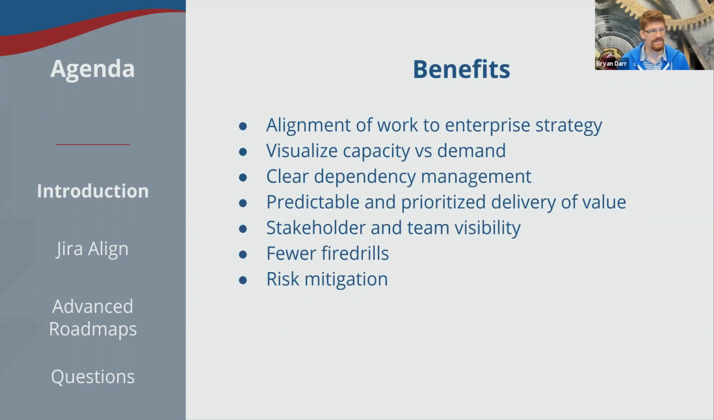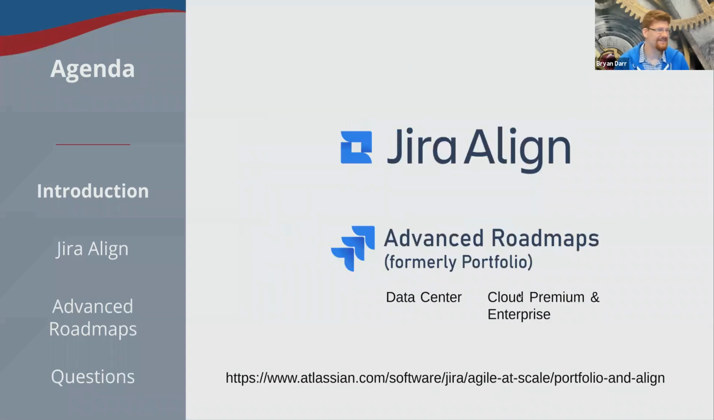We also get stakeholder and team visibility in all the tools that we're going to show today. Because we're managing dependencies and because there's visibility, we wind up with fewer fire drills as well at the end of the month or at the end of the quarter trying to deliver stuff. And lastly, by being able to visualize all this and meet regularly to plan around it, we're able to mitigate risk in our delivery for our products. And that's all pretty good stuff to have.